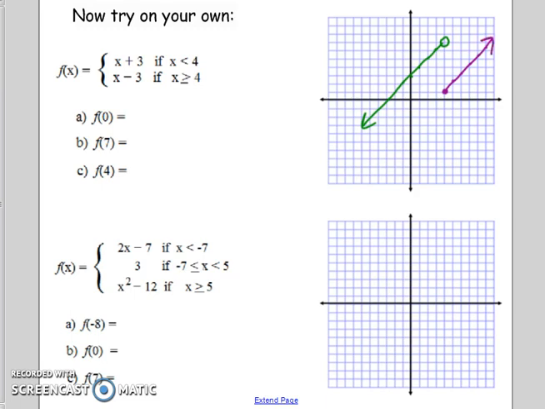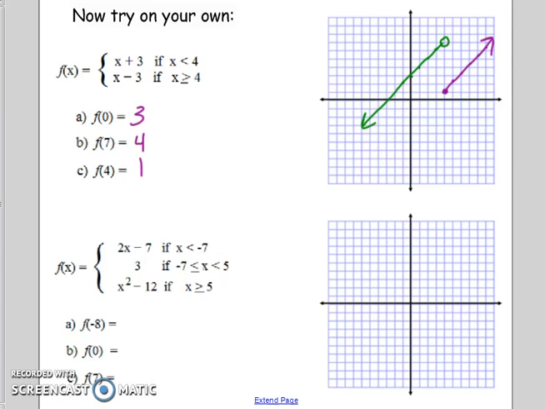So f of 0, we can figure out what part of the function this goes with. 0 is less than 4, so we're going to use the first function. 0 plus 3 is 3. f of 7, so 7 is not less than 4. So 7 is greater than or equal to 4. 7 minus 3 is 4. And then f of 4, okay, 4 is not less than 4, but 4 is greater than or equal to 4. So we're going to use the second function. 4 minus 3 gives us 1.